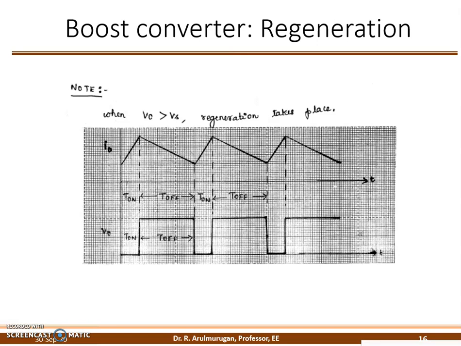Coming to the point, it is easy to understand. Do you know what a hill place is? Like this is a hill. During the hill climb, the vehicle is moving from the bottom to the top. This is called motoring action. Motoring action means the motor speed is less than the synchronous speed.